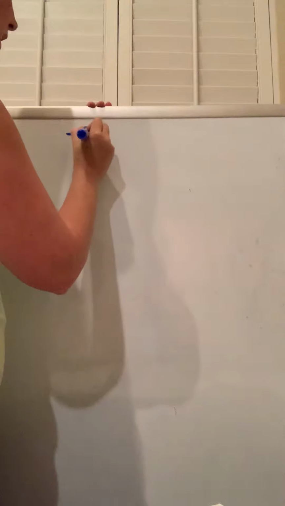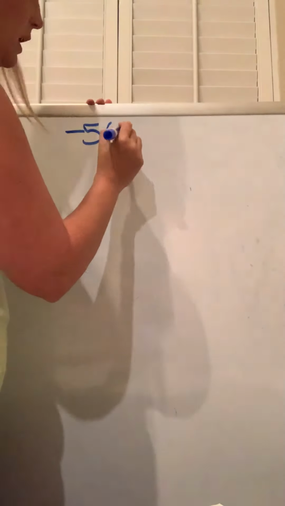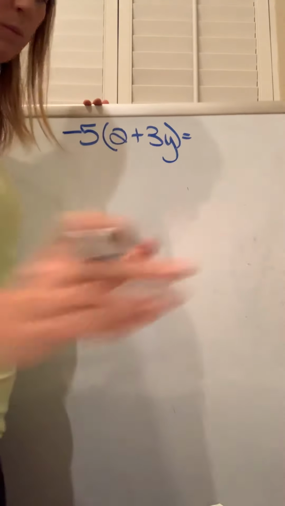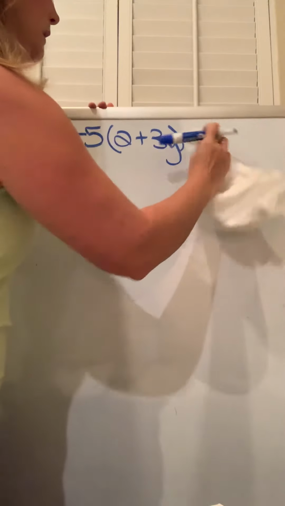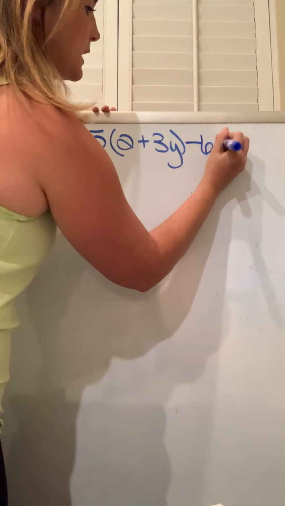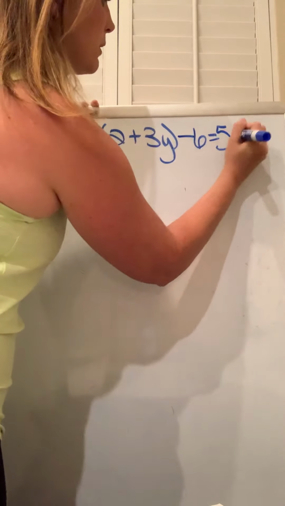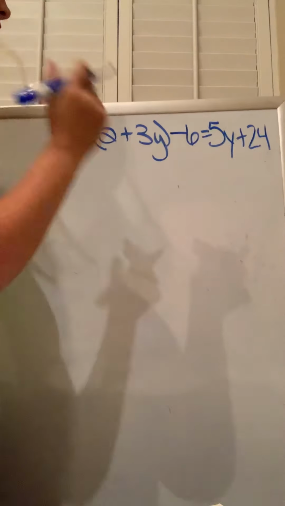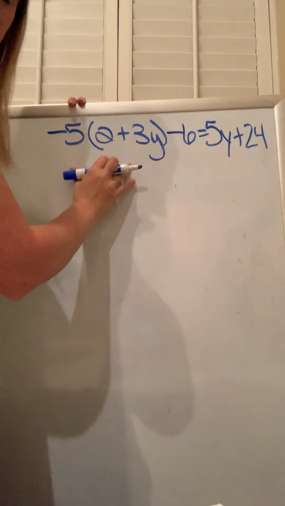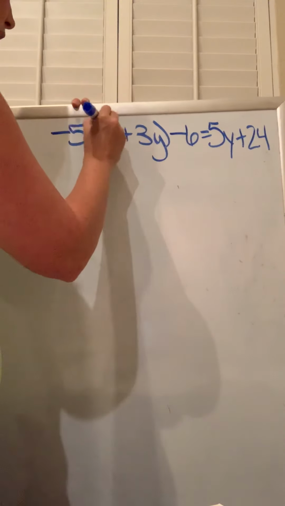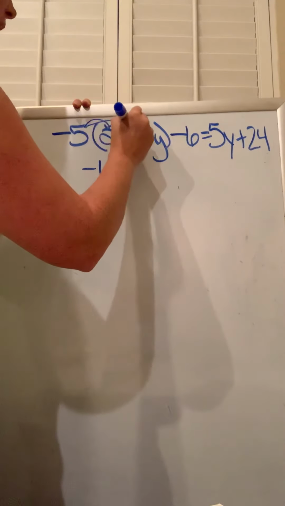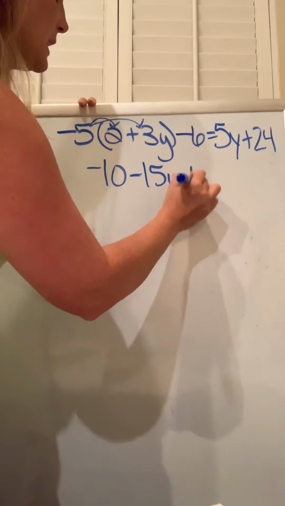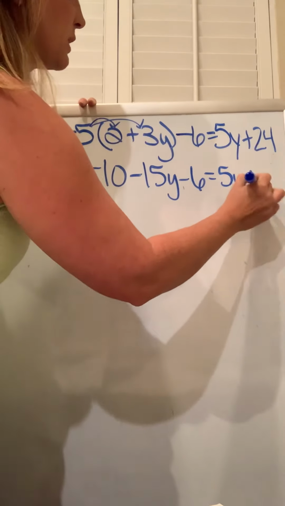All right, let's do a negative. Negative 5 times 2 plus 3y equals, let's add something here. Minus 6. Let's add a minus 6. Let's add an extra step. 5y plus 24. Okay? All right, so now we got this long equation. We have all these extra steps. Again, I have to see the distributive property. I'm going to distribute first. Negative 10. Negative 5 times a positive 3y is a negative 15y. Minus 6 equals 5y plus 24.